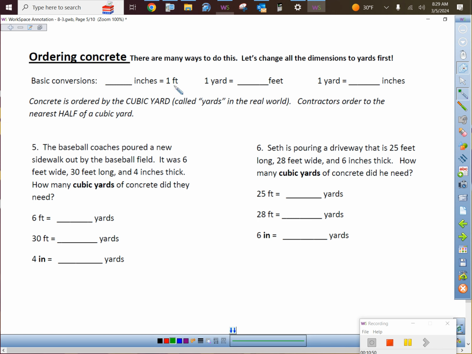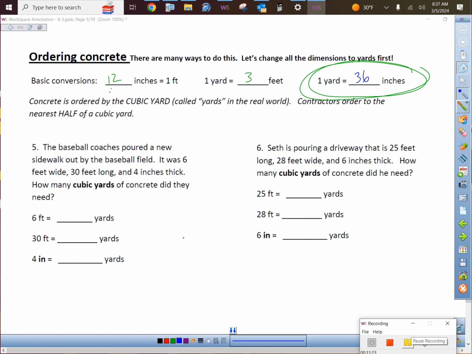Basic conversion, how many inches in a foot? 12. If you've had me for a teacher, we've been practicing that all year, stuff you should know. How many feet are in a yard? 3. But this is a question I have yet to really ask you. How many inches are in a yard? Work with a neighbor and see what you think. There are 12 inches in a foot and 3 feet in a yard. How many inches are in a yard? What did you get? 36. 3 times 12. Cool?